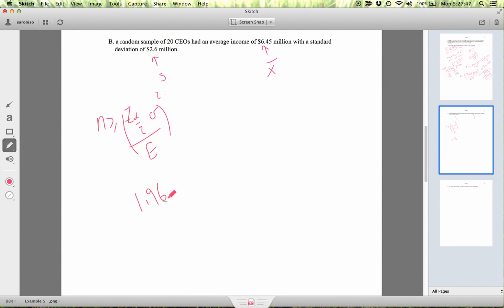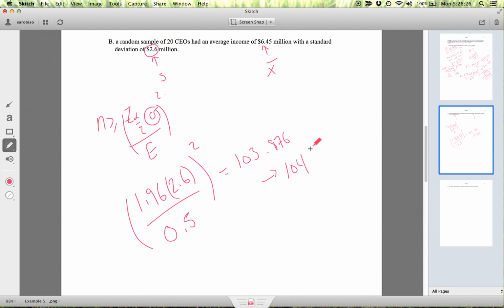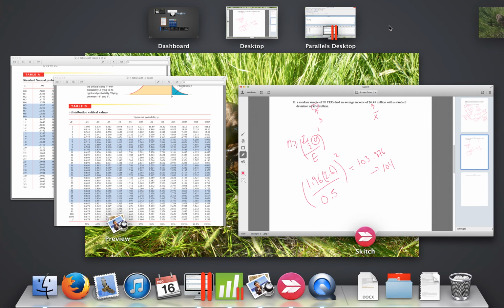We calculated it, or we found it in part A. That was 1.96. We still don't have sigma, but in this case, another method that we used to estimate sigma was we took a small sample. We found that our sample standard deviation was 2.6. And then our error that we're allowing here is still $500,000 or $0.5 million. Okay, so then we can just calculate this and square it, get the value here to be 103.876, which of course we will round up to 104.